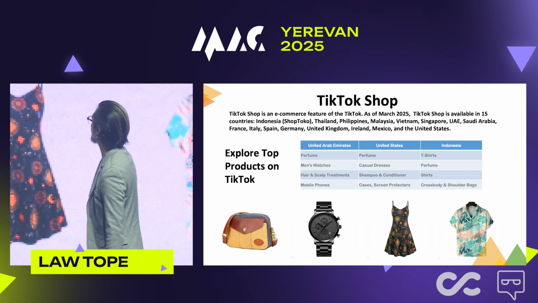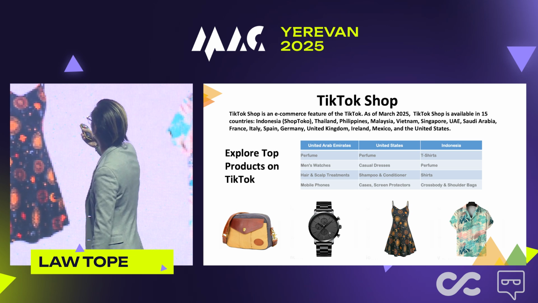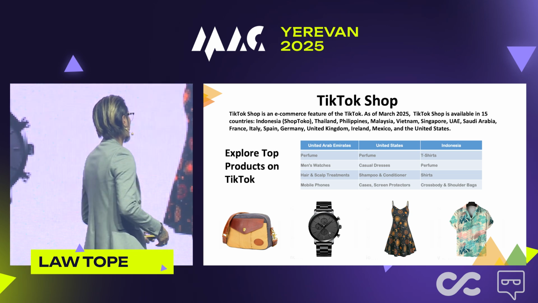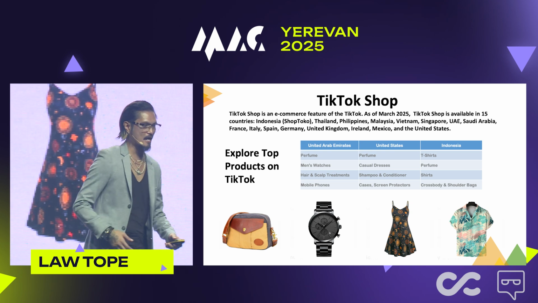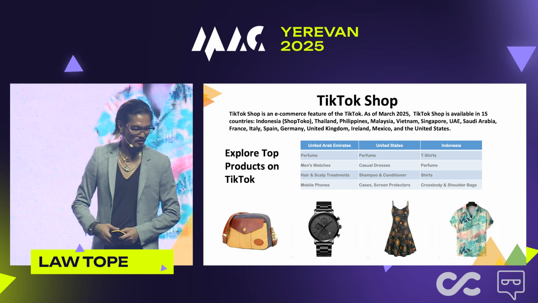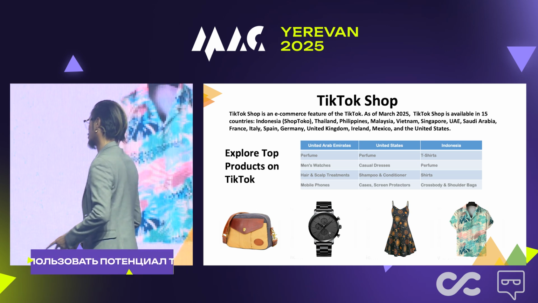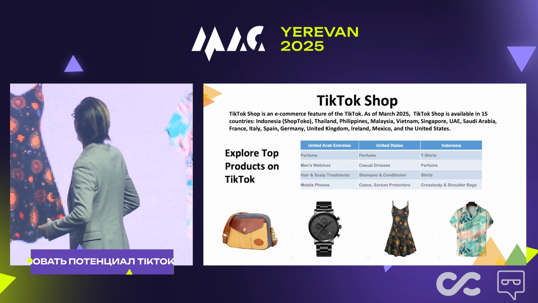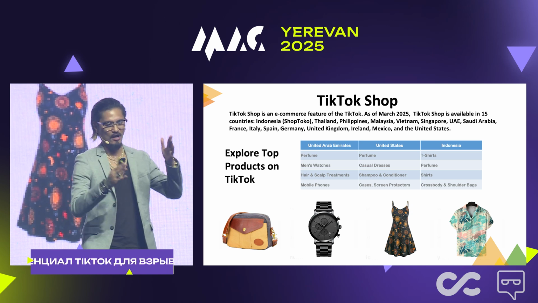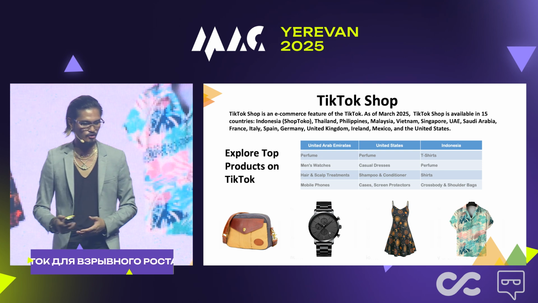So TikTok Shop has all these products. And just to give you a quick rundown of the synopsis. So let's say for UAE, United Arab Emirates, what's selling really well is perfume, men's watches, hair and scalp treatments, mobile phones, right? In the US it's perfume, casual dresses, shampoo, conditioners, cases, and screen protectors. In Indonesia and Southeast Asia, because of very different demographics, you have t-shirts, perfume, shirts, and crossbody and shoulder bags.